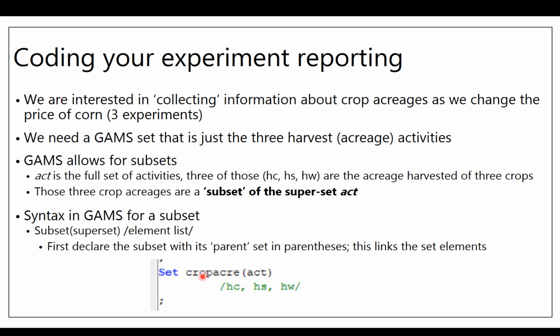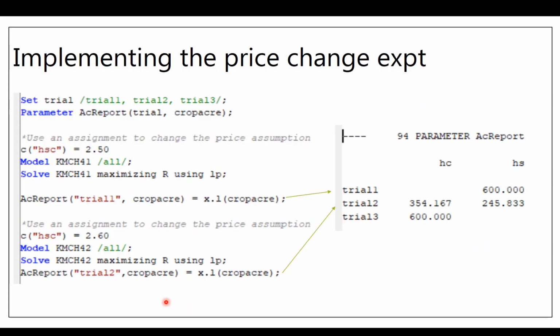So we're using a set statement, put the new name for the set. I'm calling it crop acre. And then in parentheses, put the set that they already belong to. And so I'm saying I want to build a new set. I want it to be crop acre. I want it to be a subset of ACT. And then here are the elements that I actually want to be included in my subset. So harvesting corn, soybean, and wheat. Close that off with a semicolon, and that should work.